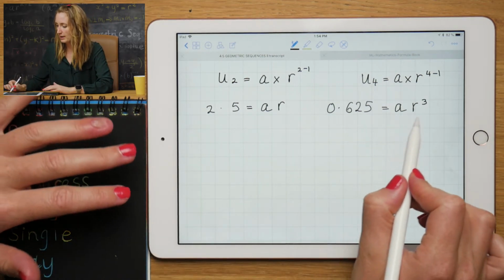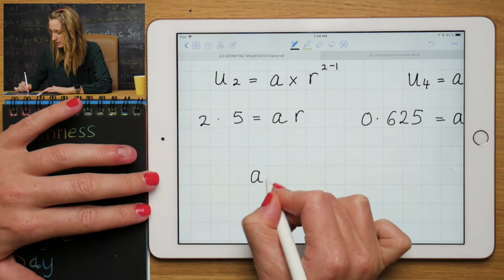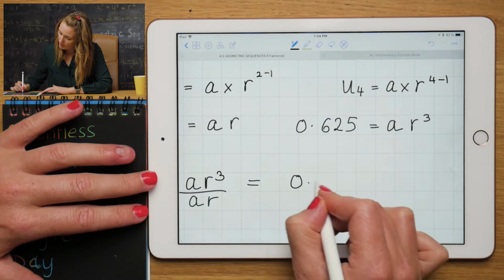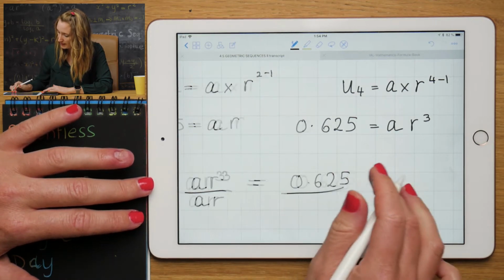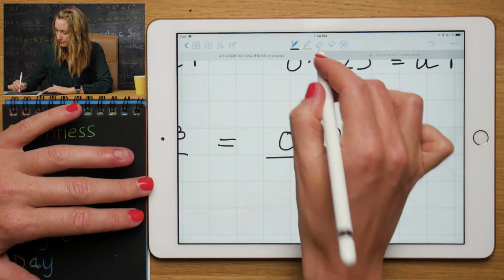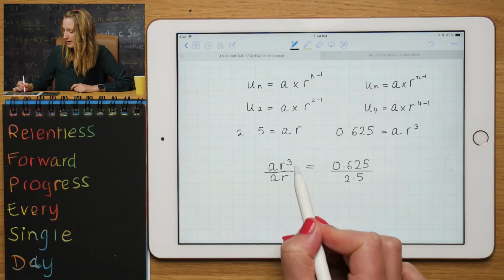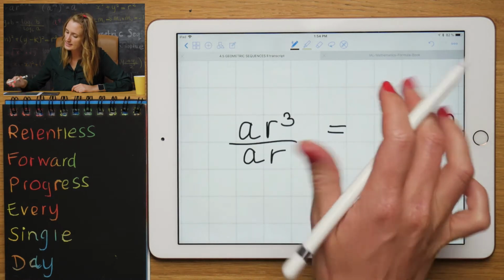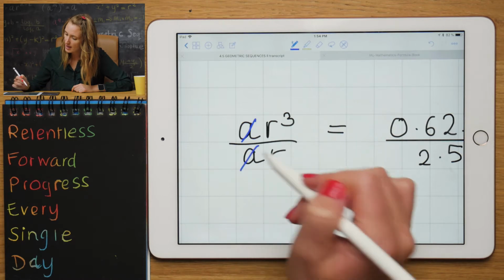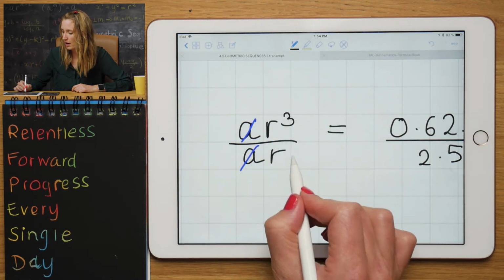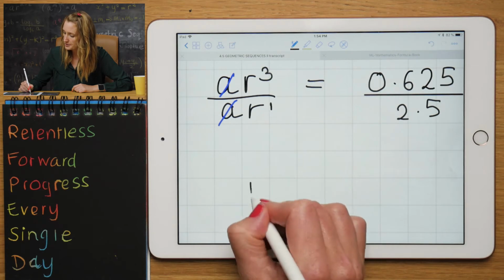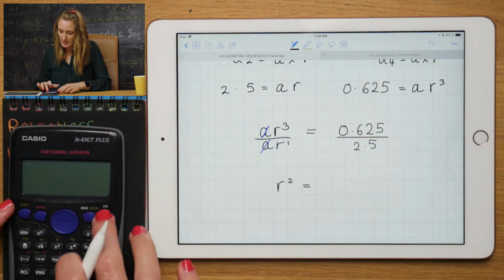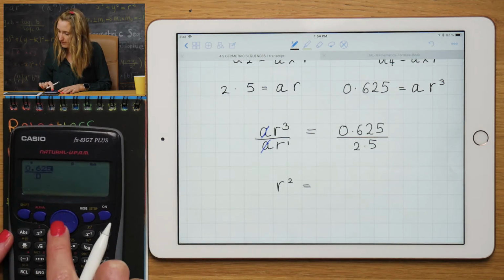Now the trick in this question is always to divide the higher power on the r by the lower one. So what does that mean? Ar cubed divided by Ar must be 0.625 divided by 2.5. So I take the term with the higher power of r and divide it by the term with the smaller power of r. The reason why this works nicely is you can cancel off the A's and you can say r cubed divided by r, or r to the power 1, is r squared. You've got a simultaneous equation and you can eliminate one of the variables.